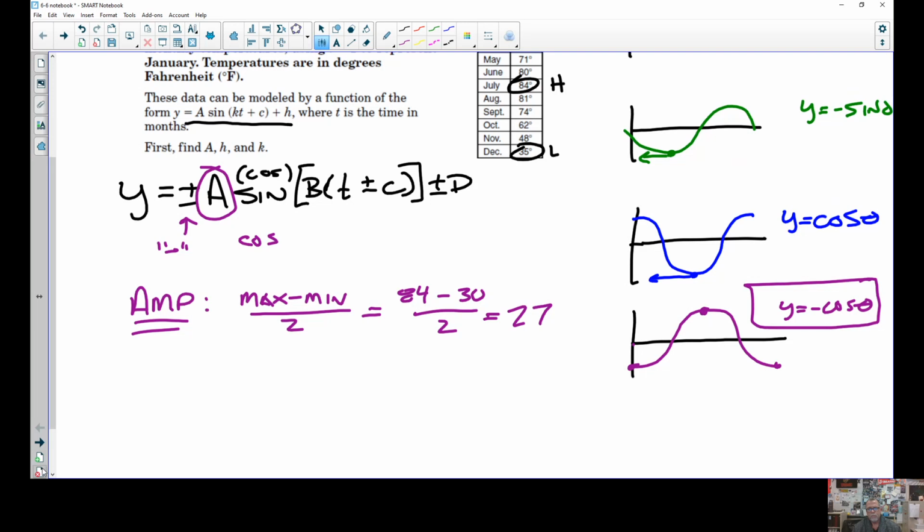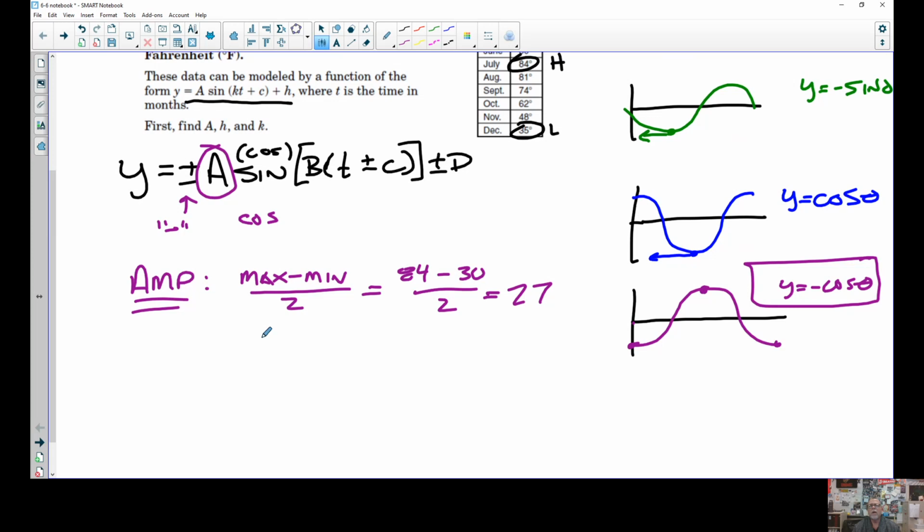So now, what have we done? Already at this point, we can write part of our equation. We are going to write it as, let's just do it here, y equals negative 27 cosine. Now we need a B value, right? We need this thing. So let's try to find a B value.